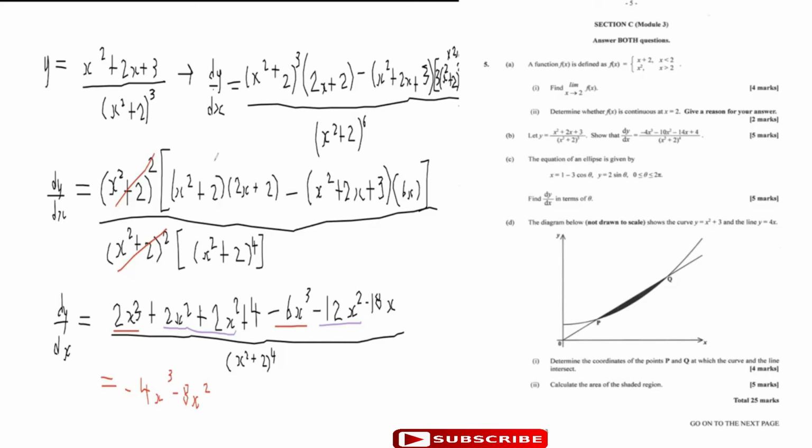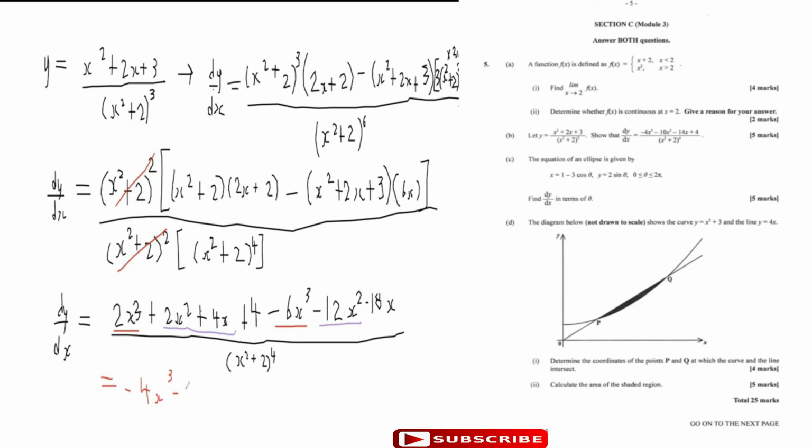Oh, some error was made. 2 times 2 is not 2x squared, 2 times 2 is 4x. Oh gosh, this was a big mistake. Mistake was made here. This should be 4x. Don't give it away. This 2 times this 2x is 4x.